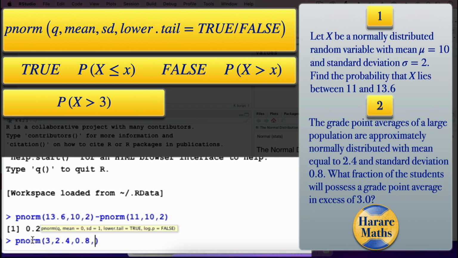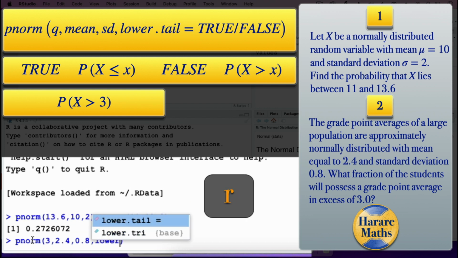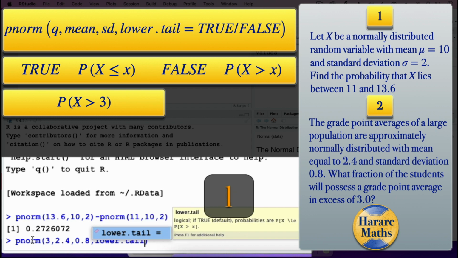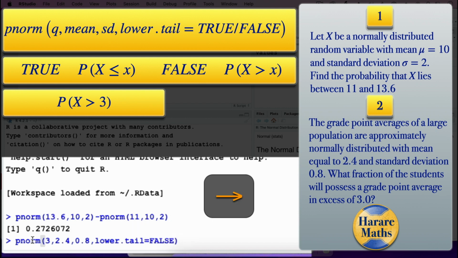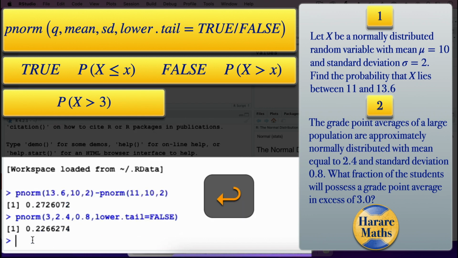So in this case, it will be calculating the probability that X is greater than 3, the 3 that I have specified there. So I will type lower tail equals, and then I type in false, so that it calculates the probability that X is greater than 3. And then I'll press enter, and it gives the probability there as 0.2266274. So that will be the fraction of students who possess a grade point average in excess of 3.